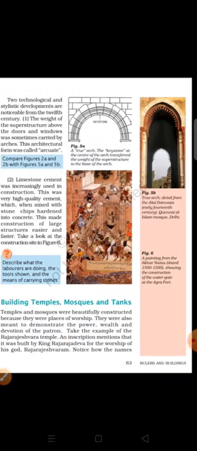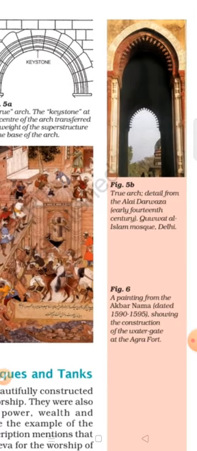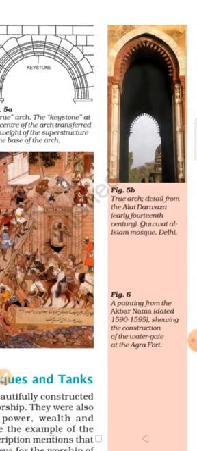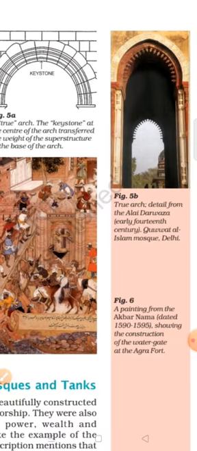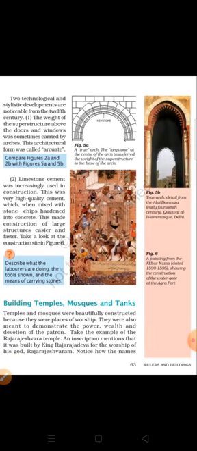Now, a true arch detail from the Alai Darwaja. Alai Darwaja was made by Alauddin Khilji. Alai Darwaja, Quwwatul Islam Mosque in Delhi, is also related to Mehrauli, especially Mehrauli. Now a painting from the Akbarnama dated 1590 to 1595 showing the construction of the water gate of the Agra Fort.